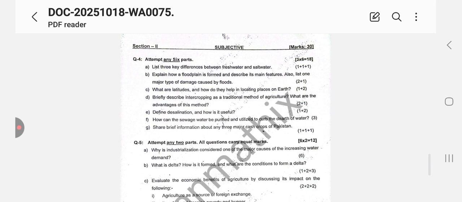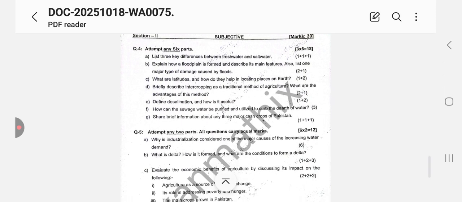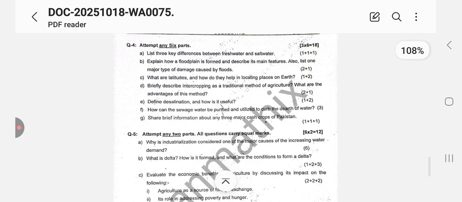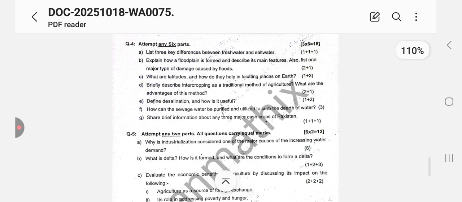Section 2, subjective. Question number 4, attempt 6 parts. You had to attempt 6 parts and 7 parts were given. List 3 key differences between fresh water and salt water. Explain how a flat plain is formed and describe its main features. Also list 1 major type of damage caused by floods.